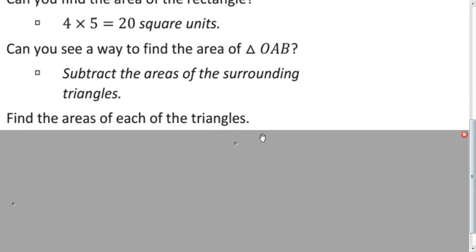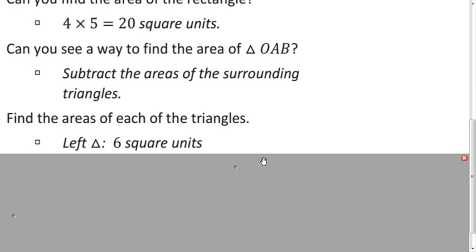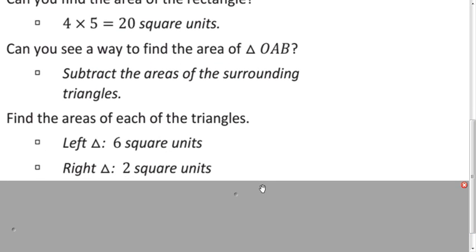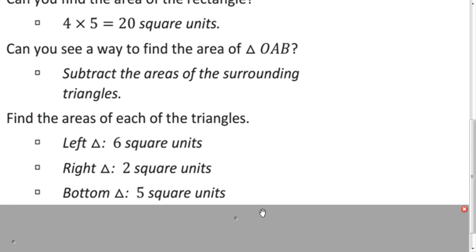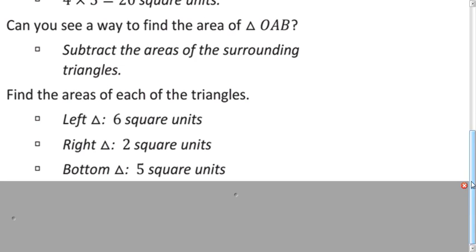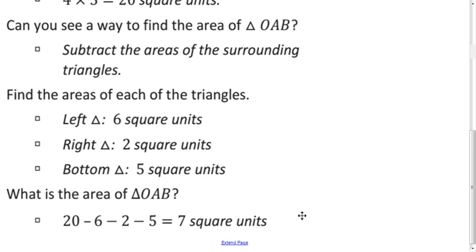So for the triangle on the left, you should get 6 square units. For the one on the right, 2 square units. And the one on the bottom, 5 square units. So now we take 20 and we subtract these 3 numbers from it, and we get 7 square units.